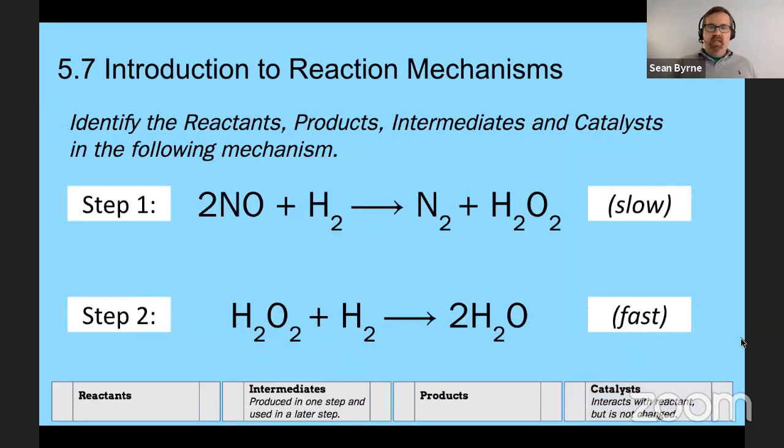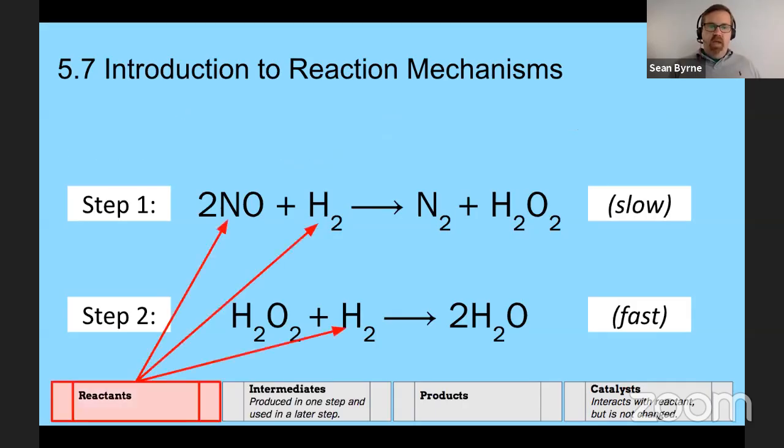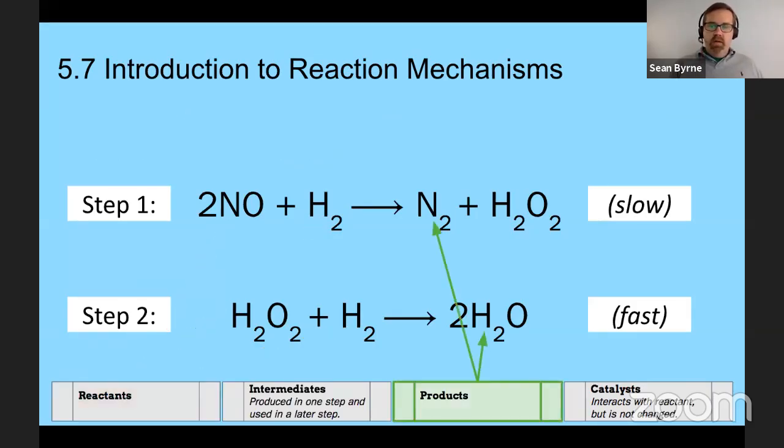Let's move on to an example where we're looking at chemical formulas rather than at particle pictures. Identify reactants, intermediates, products, and catalysts. Go ahead and stop your video just for a second to do that. Let's see, our reactants are here. Products are here. We have an intermediate here. And we don't have a catalyst there.